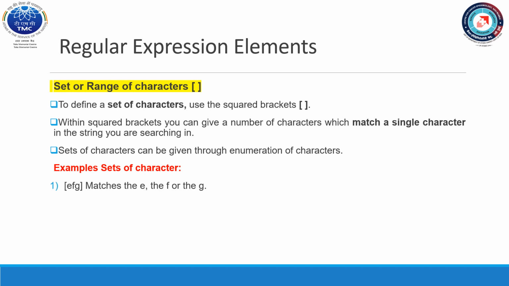The square brackets [EFG] match the E, the F or the G. If you write [+-] in square brackets, it matches plus or minus. Also, when you write [ABZ3] in square brackets, it matches the A, the B, the Z or the 3.